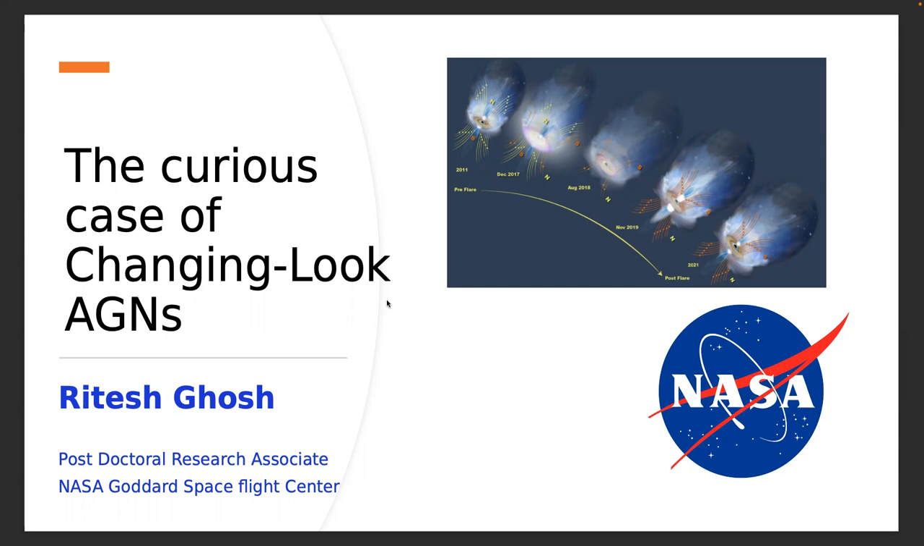And Ritesh has been working for most of his research career on X-ray spectral analysis of active galactic nuclei. He is actually one of the top experts that I know of in X-ray spectral data analysis and AGN X-ray spectra. And that's what he's applying at Goddard now.